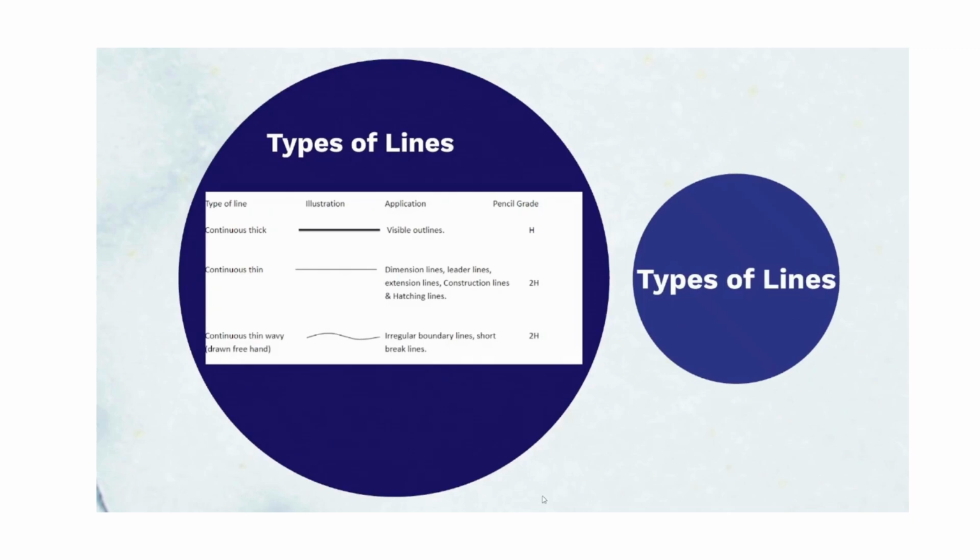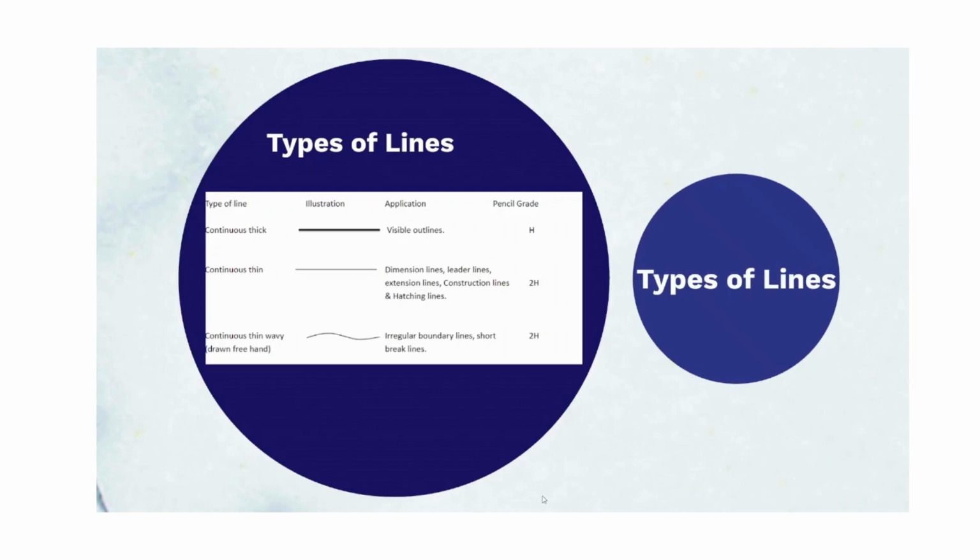At first we are taking the continuous thick line. The continuous thick line is used for visible outlines. The thick line is used for outlines, borders, and everything that is to be shown in the design, the drawings and the layouts. All of that is done with a continuous thick line only. In this we are using the H pencil.